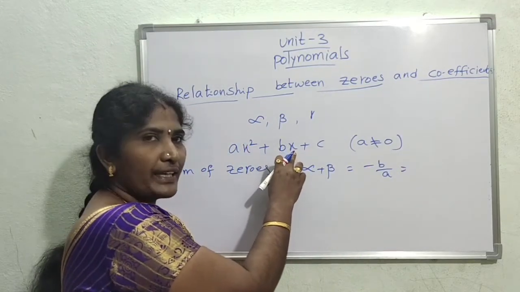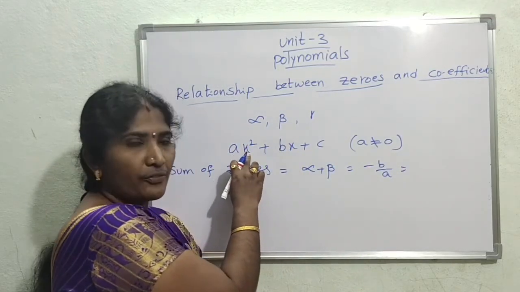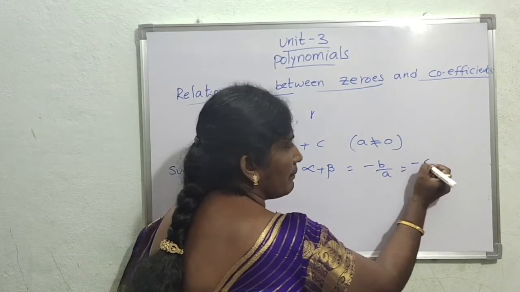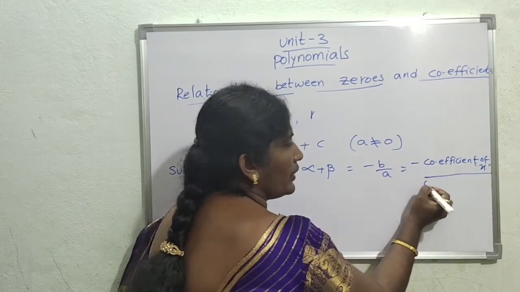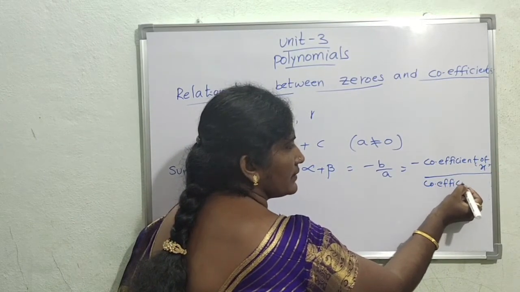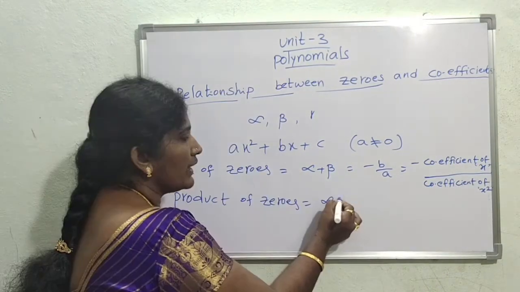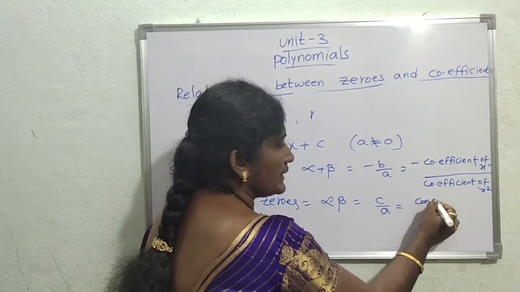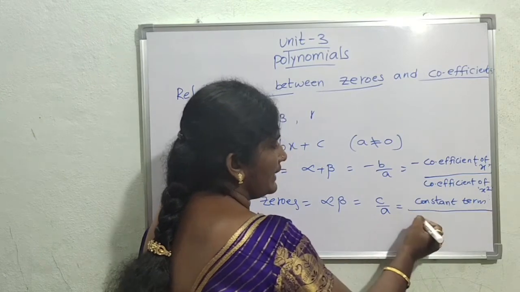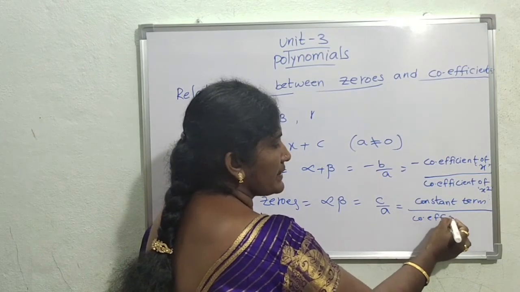The coefficient of x. What is a? Coefficient of x square, which is equal to minus coefficient of x by coefficient of x square. Next, product of zeros: alpha beta is equal to c by a. What is c? Constant term. And a is the coefficient of x square.